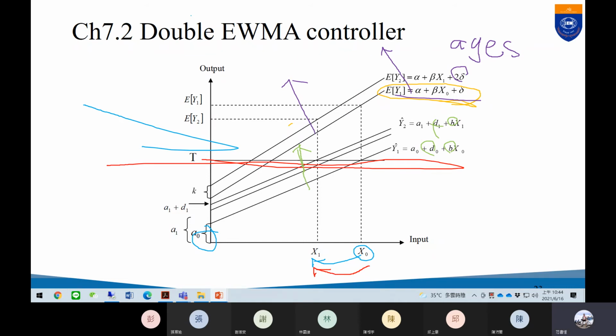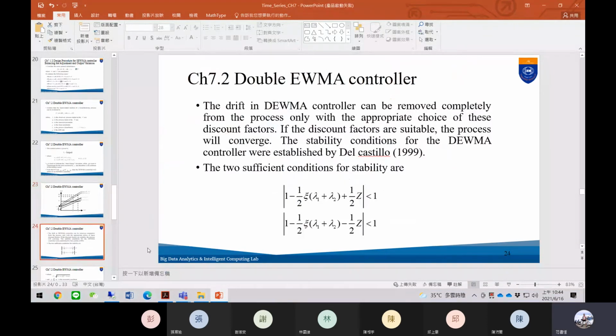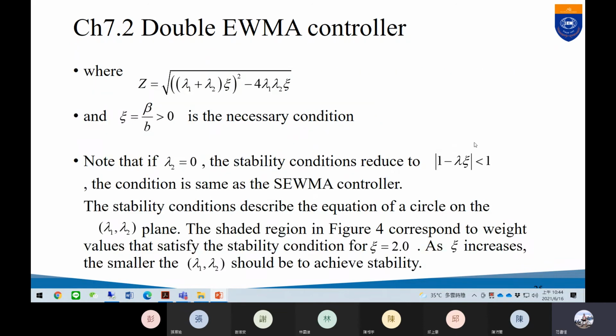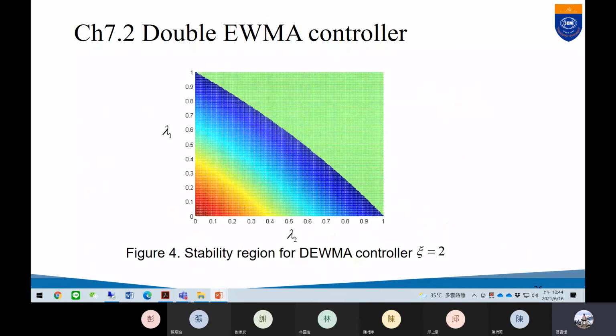Okay, I think we are done for the... Okay, since the remaining is too advanced, I don't want to bore you, since this is my advisor's work, Del Castillo, in 1999, the drifting EWMA controller. So there is a stability region for the EWMA for psi equal to 2 if there is model mismatch. So this is going to be the physical region. Psi equal to 2.